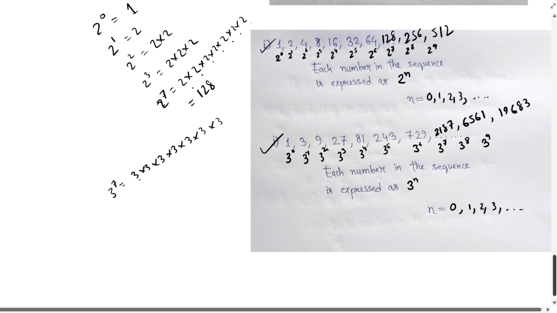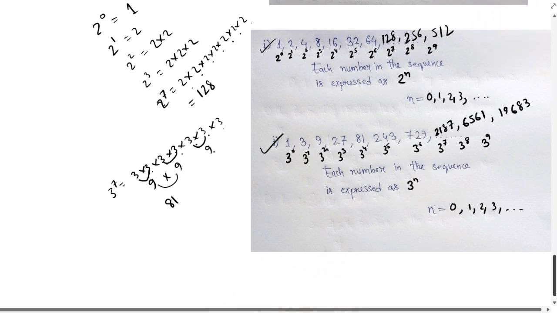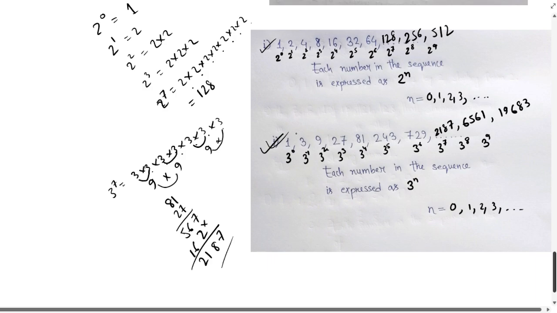3 power 7, okay. 1, 2, 3, 4, 5, 6, 7. 3 into 3 is 9. Again 3 into 3 is 9. Again 3 into 3 is 9. So we get 9, 9, 9, then 9 into 9 we get 81. Then here 9 into 3 is 27. So 81 into 27, we get 2187. So it is correct. So let's meet in the next part.